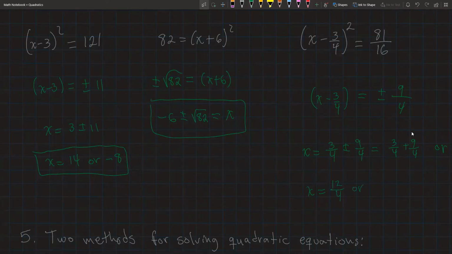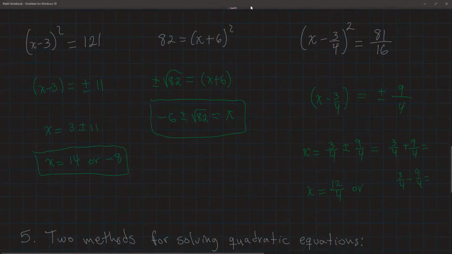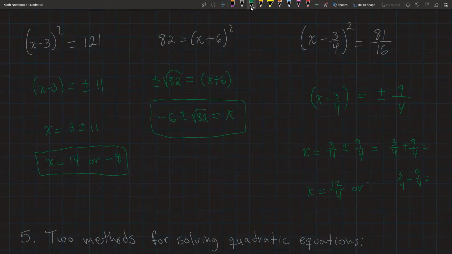Or the other option was to write it as 3 over 4 minus 9 over 4. And that one is the same. We're going to write that as negative 6 over 4 and then simplify it later. So I can write that as x equals 3 or x equals negative 3 over 2. All right, those are our two solutions.